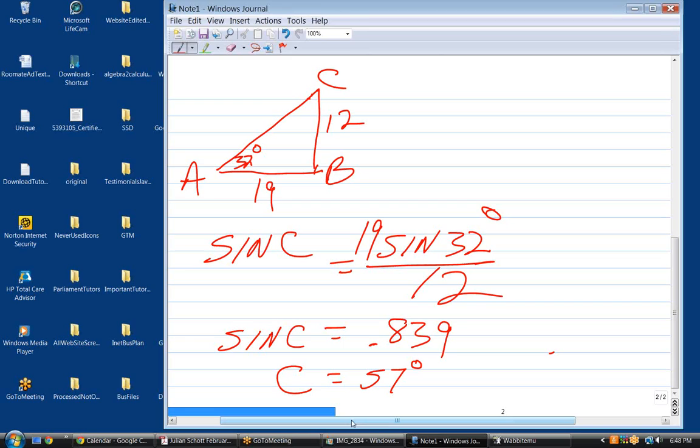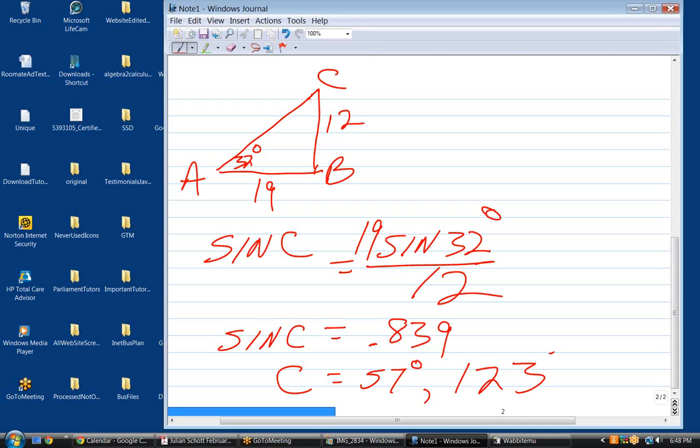You can add 32 plus 57 to get... No. You find the supplementary angle to 57. That's the way to think of it. You're looking for the second quadrant angle, so that the sine of both of these angles gives you the same number. So what is the supplementary angle to 57? 123. Okay.